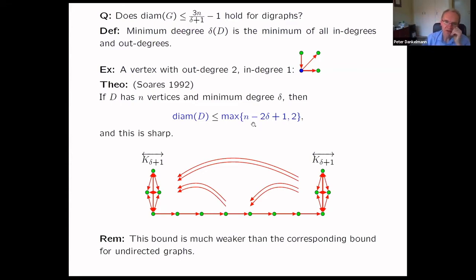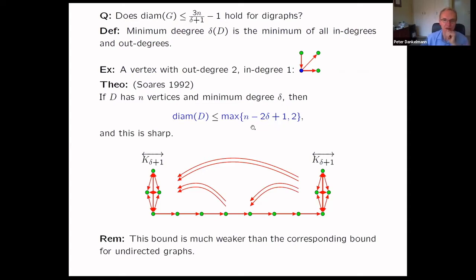And the diameter is only n minus about 2 delta. The point is, he gave examples in which we have minimum degree delta, but unfortunately there's no factor, no coefficient in front of the delta. So for example, for minimum degree 3, if we have 1,000 vertices, a moment ago, we got about 3/4 n. So diameter would be at most 750. But for digraphs, we would get only 1,000 minus 6 plus 1, so 995.